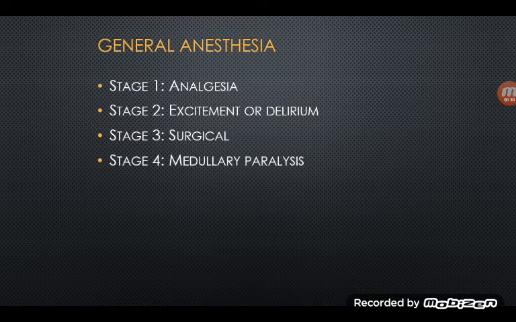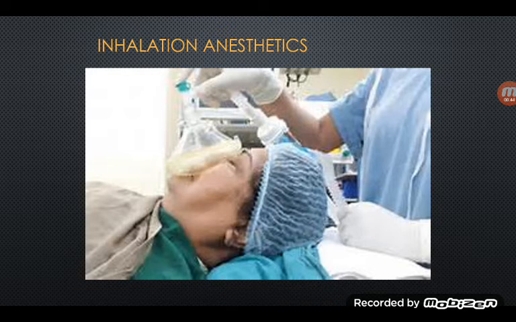General anesthesia includes 4 stages: analgesia, excitement or delirium, surgical, and medullary paralysis would be stage 4. Inhalation anesthetics include things like methoxyflurane, enflurane, isoflurane, desflurane, sevoflurane, usually combined with a barbiturate, a strong analgesic, and a muscle relaxant. These can be used prior to surgery.